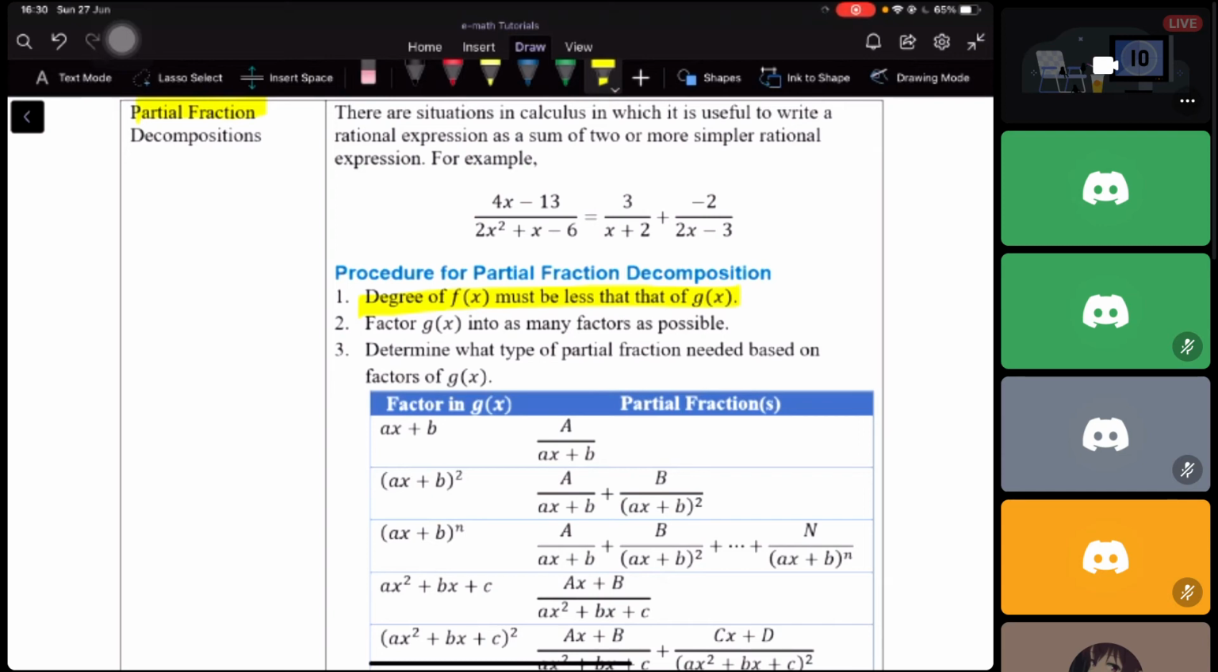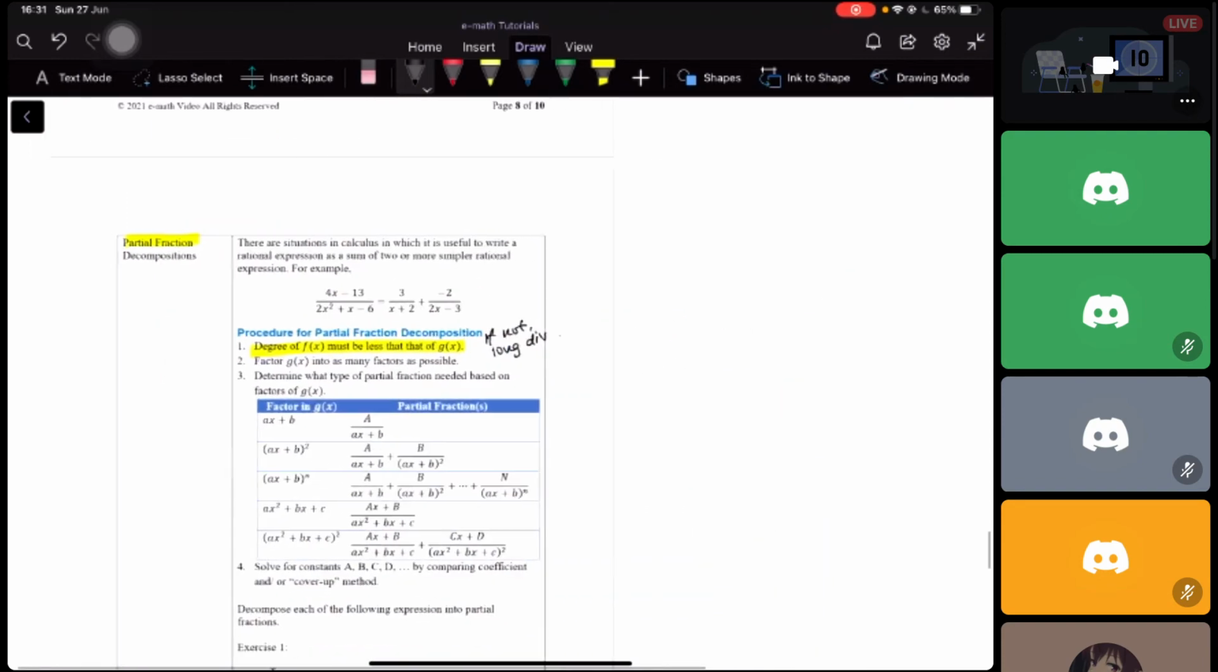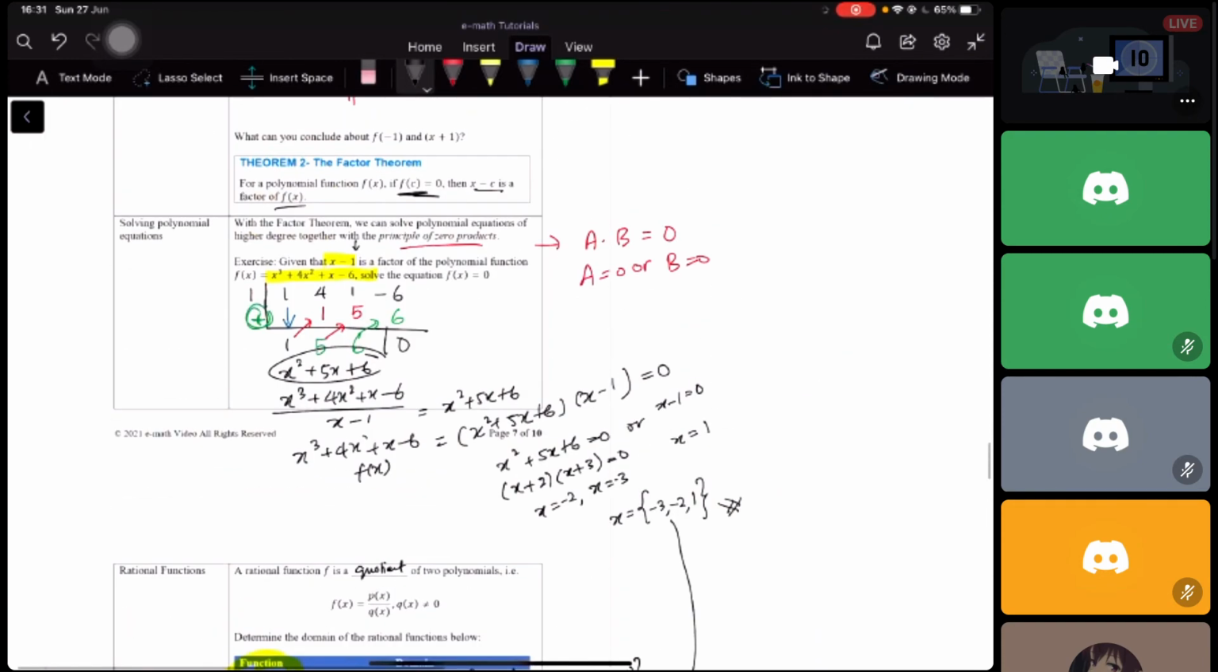What happens if the degree on top is greater? If the degree on top is greater, then do step 0, which is to do your long division first. Do your long division, and the quotient, you just leave it aside. You don't care about it already. This is not a good example.